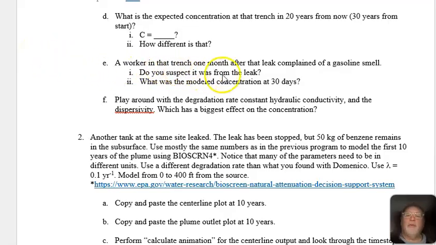A worker in that trench 1 month after the leak: change the time to 30 days and see what the concentration is. Do you suspect it was from the leak? From your plume, is there a high concentration at that point at 30 days? And then just by trial and error, play around with the hydraulic conductivity and dispersivity, and see if it has any effect on it.